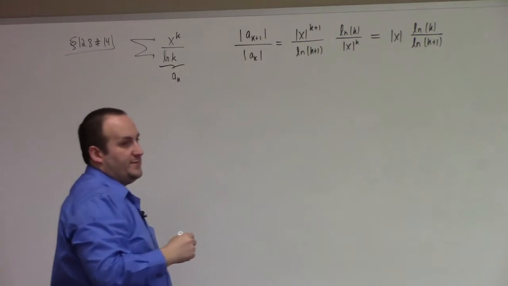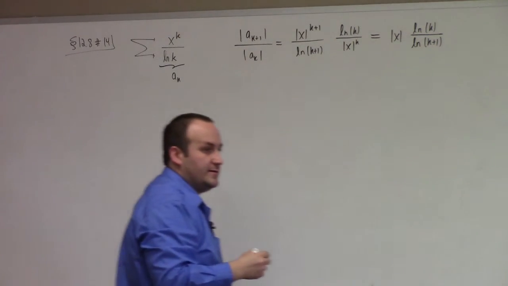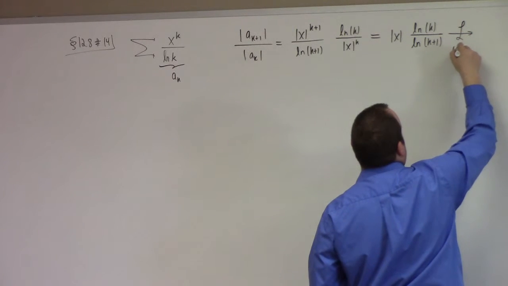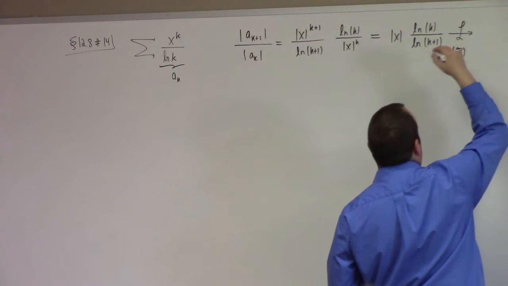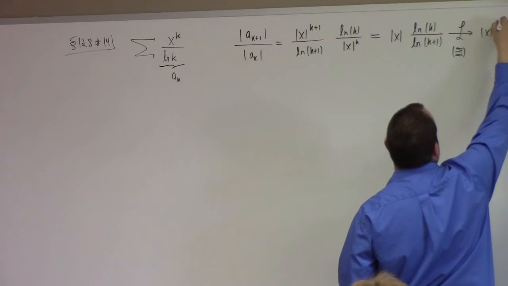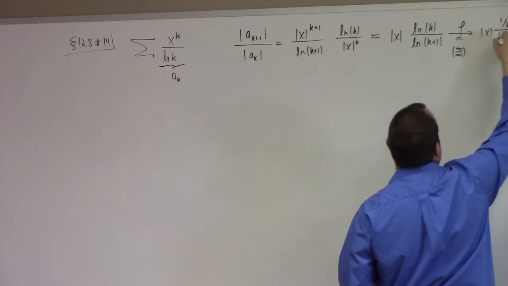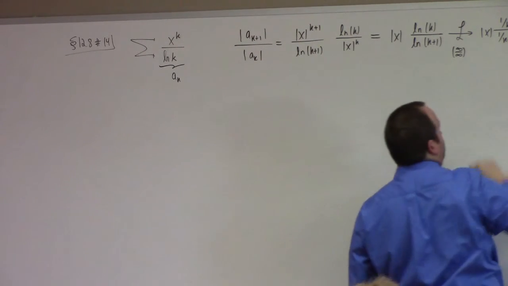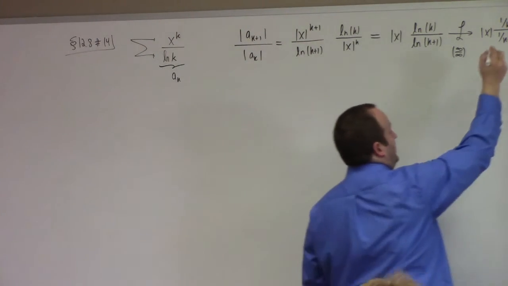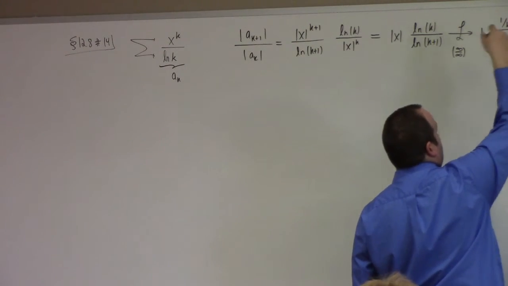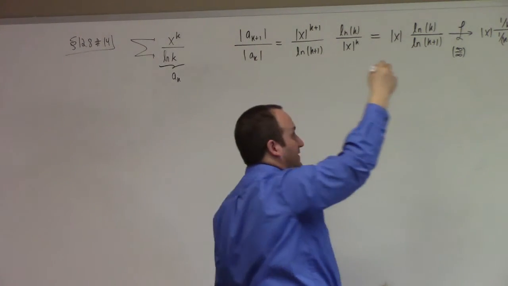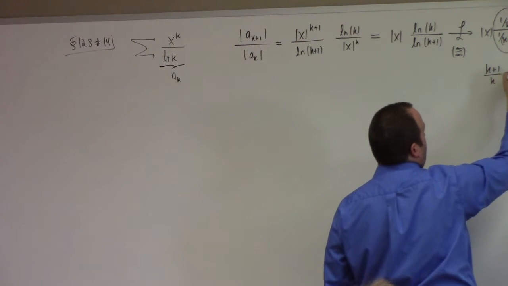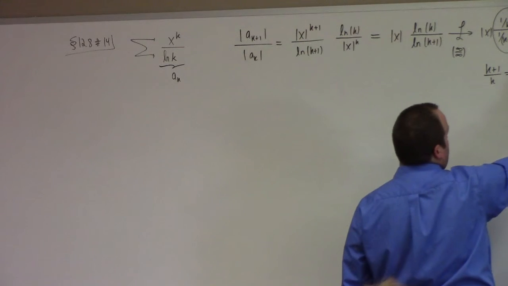I think this is a job for L'Hopital's rule, right? So x is fixed. You take L'Hopital's rule, infinity over infinity, right? You get the absolute value of x times 1 over k divided by 1 over k plus 1, which limits to what? That just limits to the absolute value of x, right? Because if you simplify this, you've got k plus 1 over k, which is 1 plus 1 over k, which goes to 1, right?